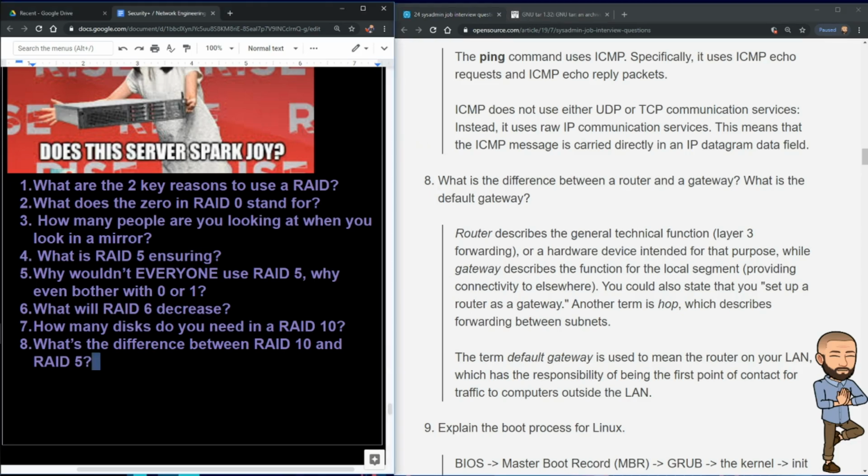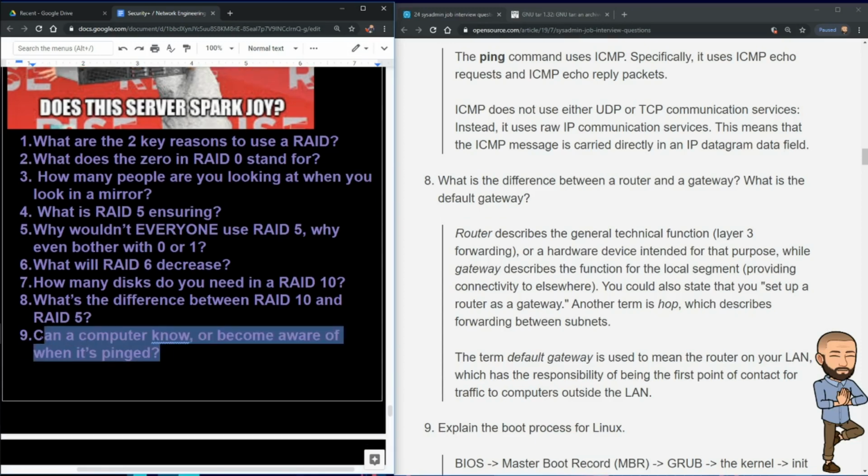But now I'm curious, can a computer know when it's being pinged? And I get a squiggle line, but I think this question makes sense. Can a computer know or become aware of when it's pinged? When you're looking up the answer to that, you might want to research the ping of death.